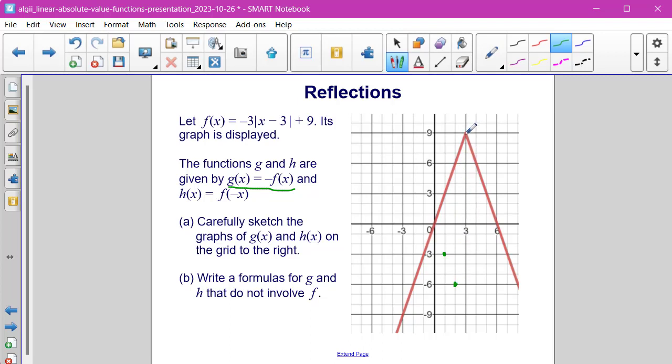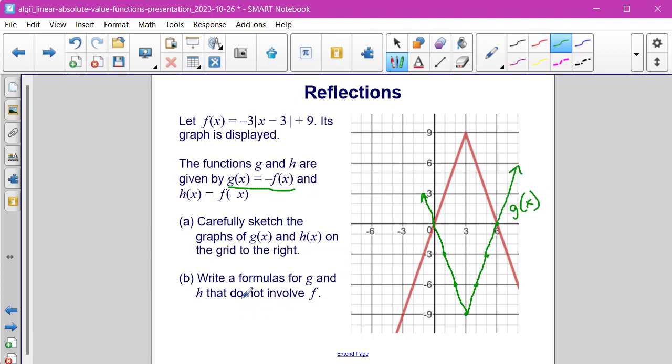f of 3 is 9. So g of 3 is going to be -9. And we can see how the graph of g of x is going to look. So let's connect our dots with an approximate absolute value function.